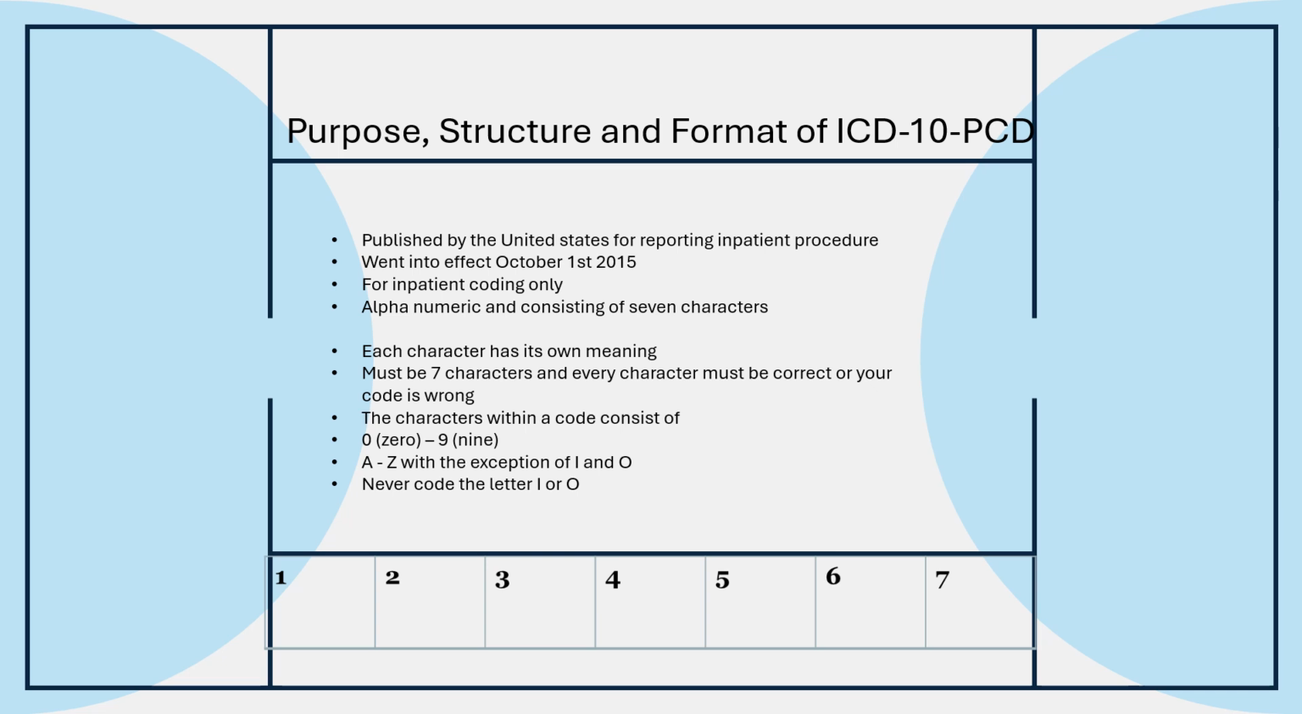Also, character values may be the numbers 0 through 9 and the letters A through Z, except I or O, because they can be confused with 1 and 0. So a coder will never code the letters I or O.